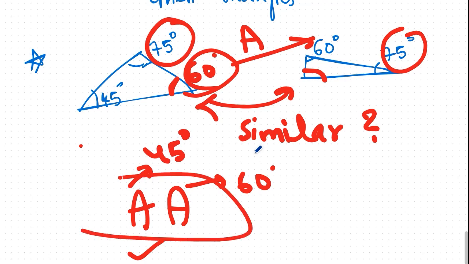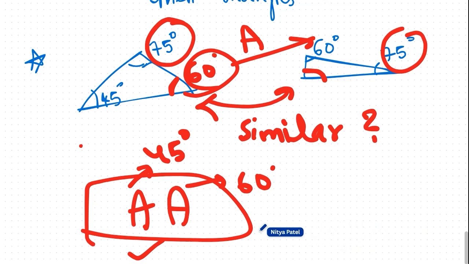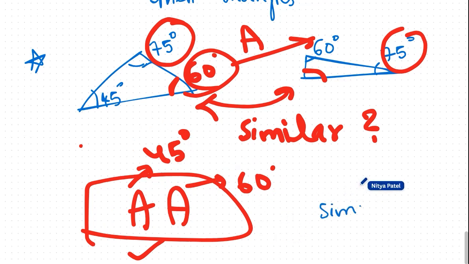So the minimum is AA. People sometimes call it AAA. AAA is like finding three angles, which is a bit of a hassle. So the minimum requirement is that you can stop at two angles. Double A is fine. Therefore, 45 degrees and 60 degrees convey that the triangles are similar. So these are some questions to identify similar triangles.